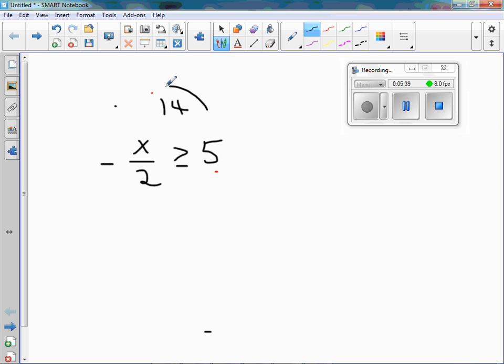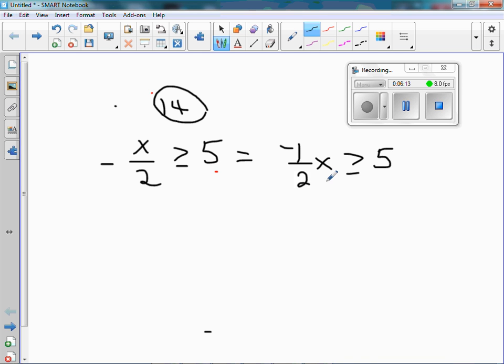This is number 14 from the same page, which is Wednesday, October 1st. It reads, -x/2 is greater than or equal to 5. Now that can be rewritten as -1/2 x is greater than or equal to 5. It depends on how your test can be typed. So either problem is the same thing.